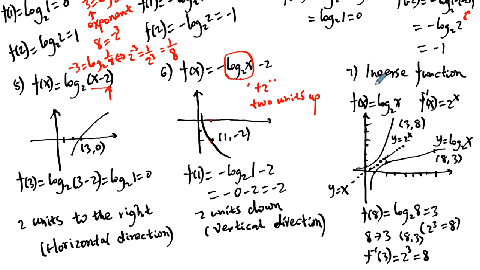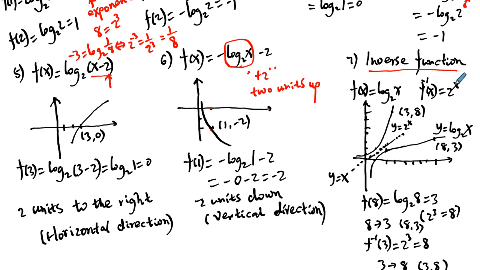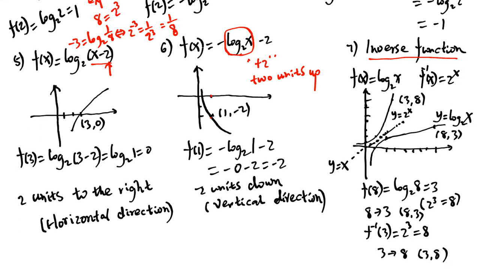Okay, finally is about the inverse function. What's the meaning of an inverse function? If you go from 8 to find 3, the inverse function will go from 3 to 8. Okay, that's it. Now look at this picture. We already know log base 2 of x, which is this one. We did it at the very beginning.